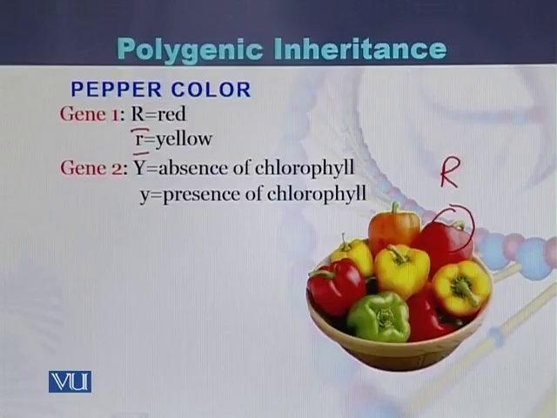There is a second gene. If that gene is in dominant form, the Y allele, it means there is an absence of chlorophyll. While if the allele of that gene is in recessive form, then chlorophyll will appear in the pepper. So here we can see, if the pepper is green in color, this is due to the recessive nature of gene 2. So there are two different genes which control the pepper color.